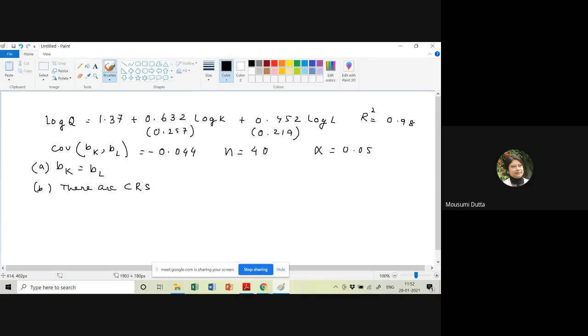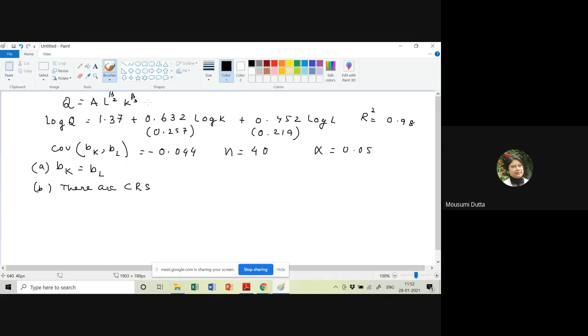So I hope first of all you are understanding this is the log linear version of the Cobb-Douglas production function. Cobb-Douglas production function is given by Q is equal to A L to the power, say, beta 2. Suppose this is the expression, and then I am making it log linear. Log Q is equal to log A plus beta 2 log L plus beta 3 log K. So we are making it like this. I hope you are understanding that.